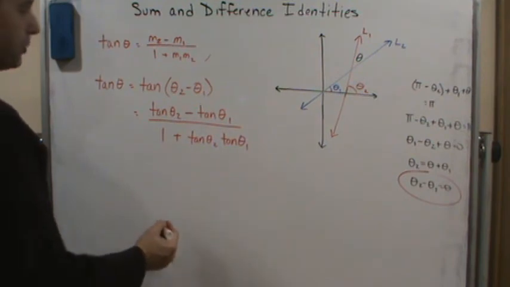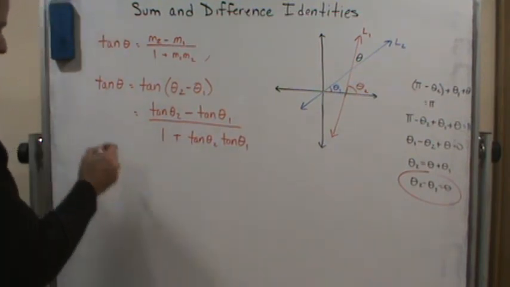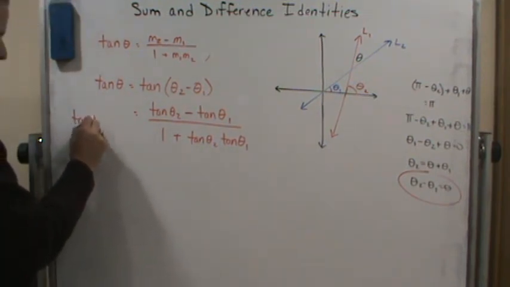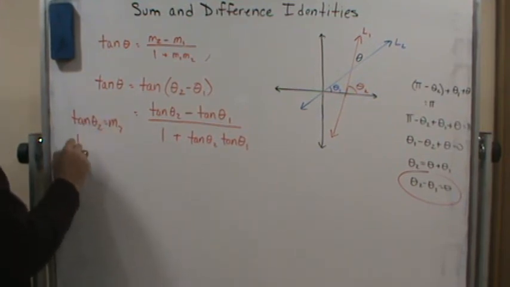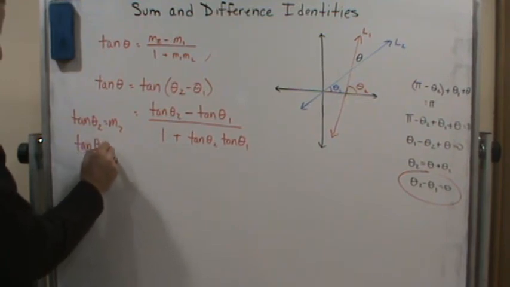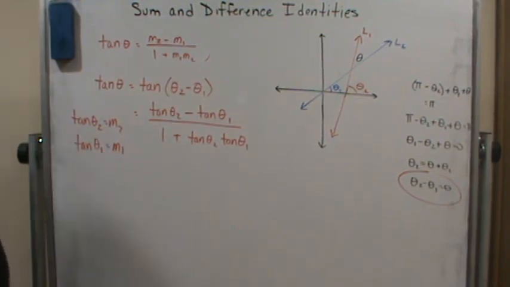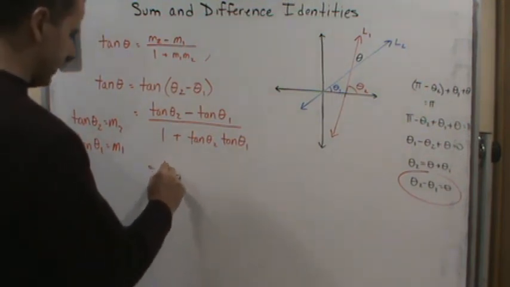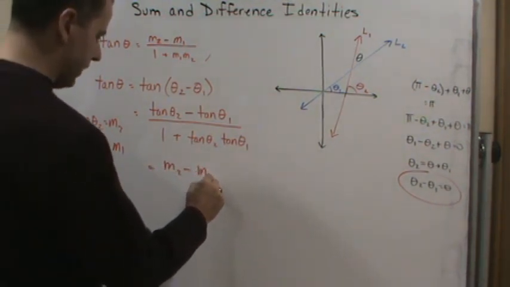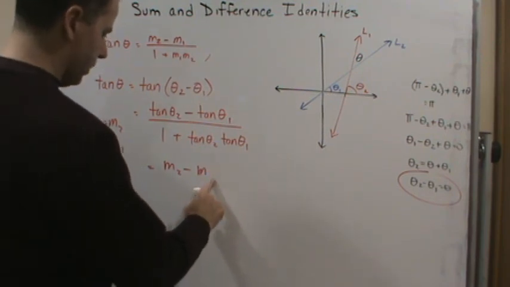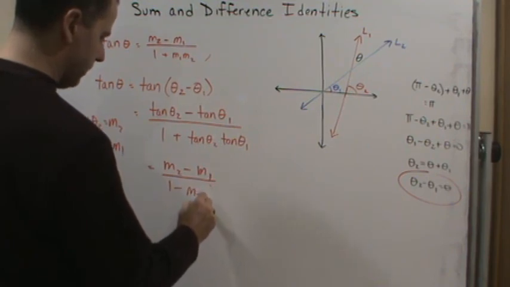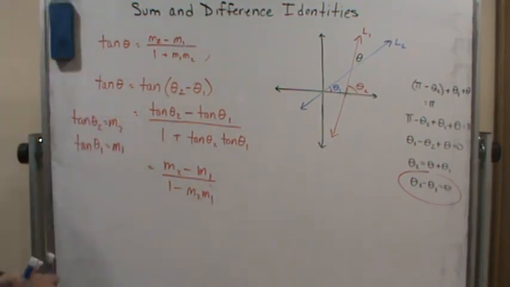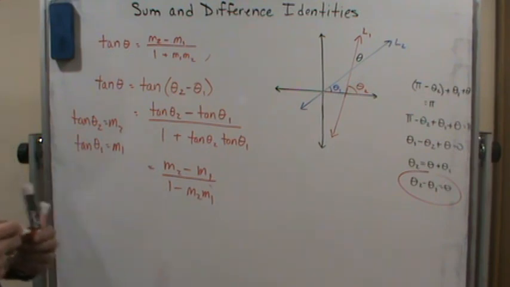Now all I have to do is plug in m1 and m2, because remember, tangent of theta 2 is equal to m2, the slope of line 2, and tangent theta 1 is equal to m1, which is the slope of line 1. And so if I do that, then I get m2 minus m1 over 1 plus m2 times m1, or m1 times m2.